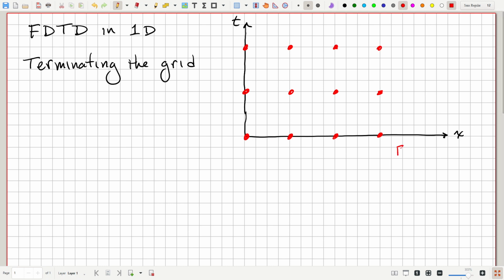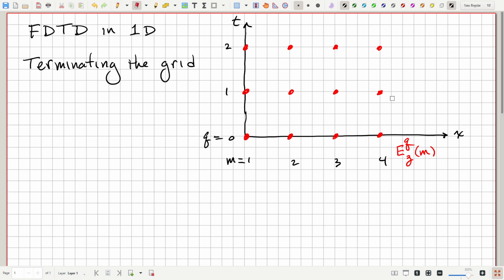And so these are the EZ samples, so the Z component of the electric field at time step Q and space step M here, where this would be M equals, let's say this is 1, 2, 3, and 4, and then this would be Q equals, say, 0, 1, 2, and so on.